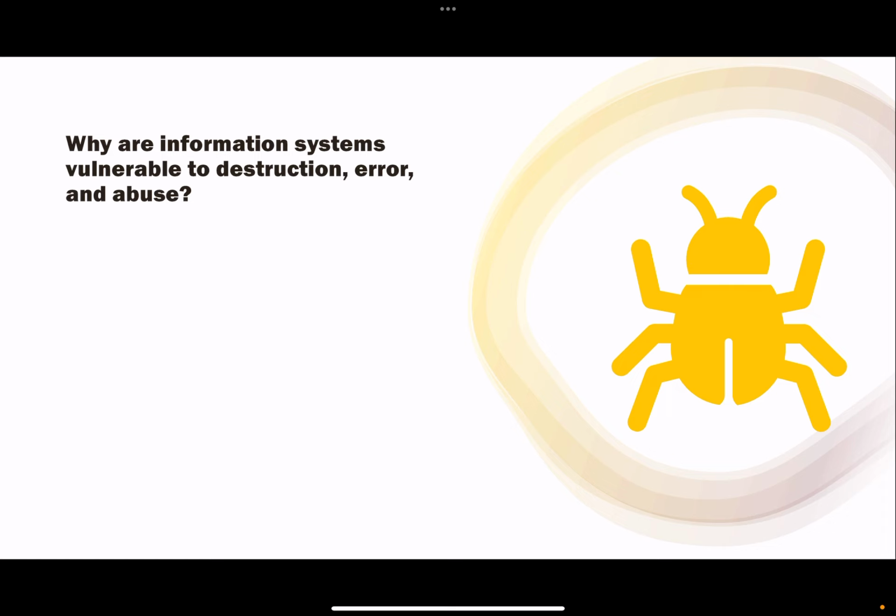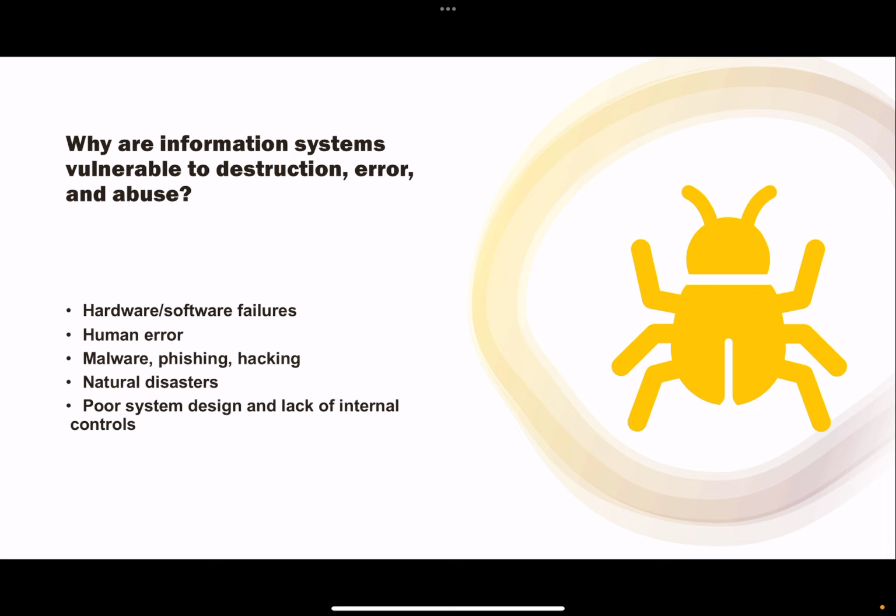So here we have an important question. Why are information systems vulnerable to destruction, error, and abuse? First, hardware and software failures. And second, human error. And third, malware, phishing and hacking. Fourth, natural disasters. And fifth, poor system design and lack of internal controls.